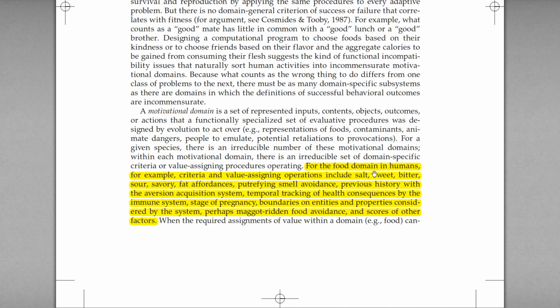Even for food domains, we have salt, sweet, bitter, sour, savory, fat, affordances, smell. These are also systems in our brain: how we perceive them, how we taste them, how we avoid them, how we try to get more of them or get less of them.